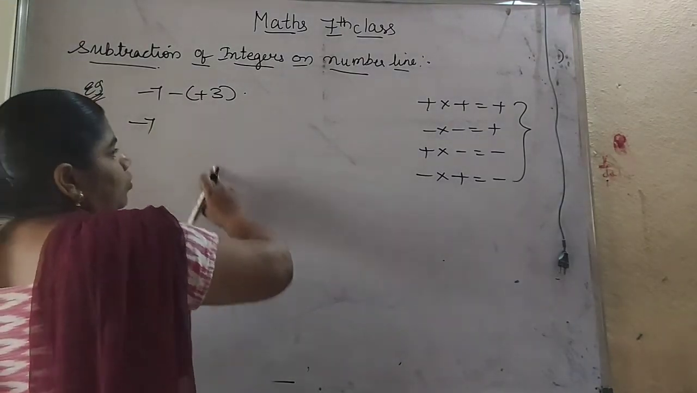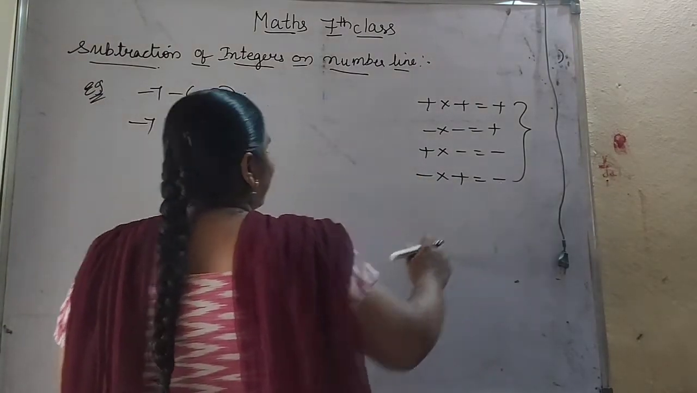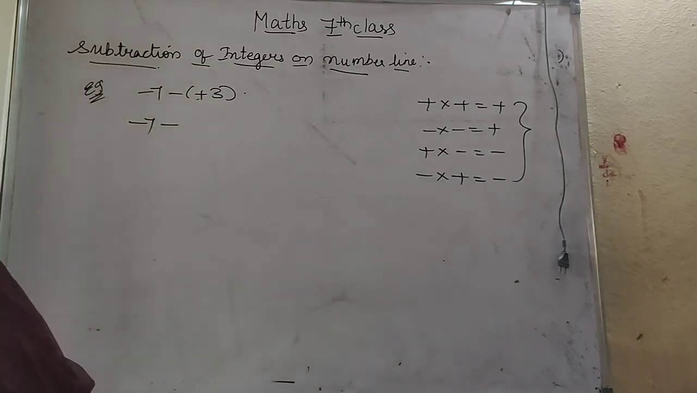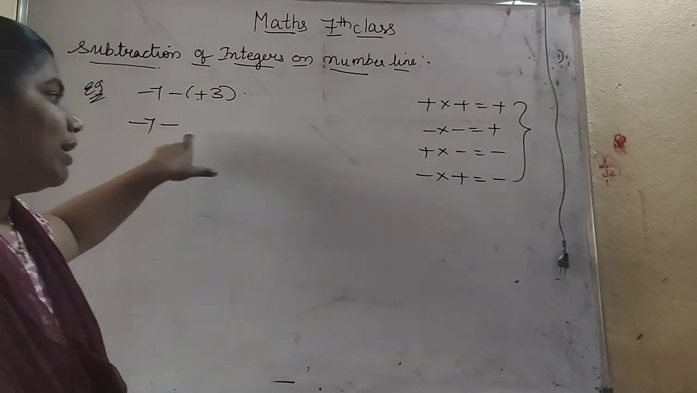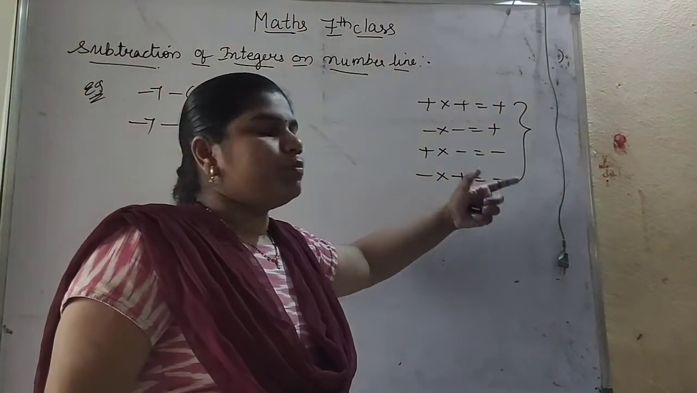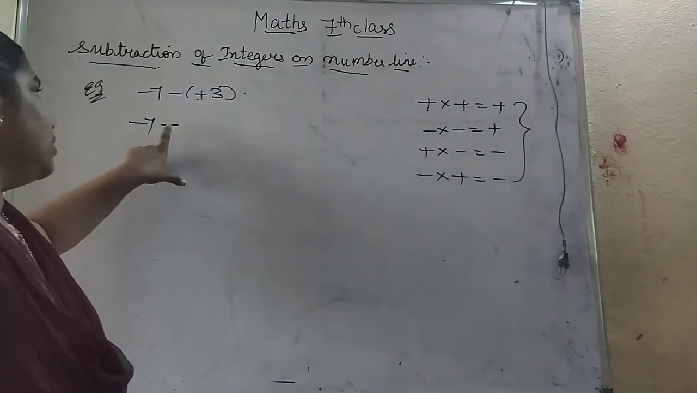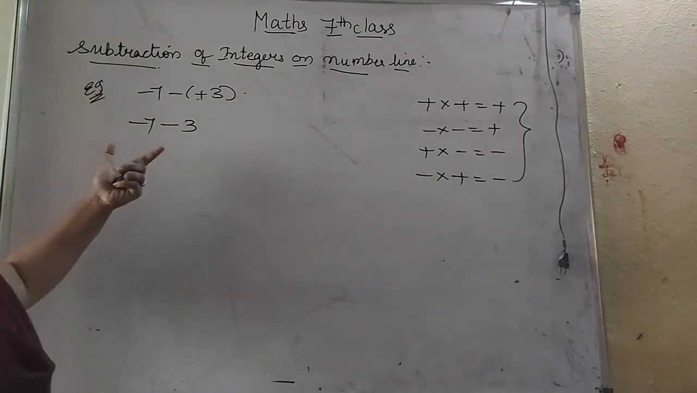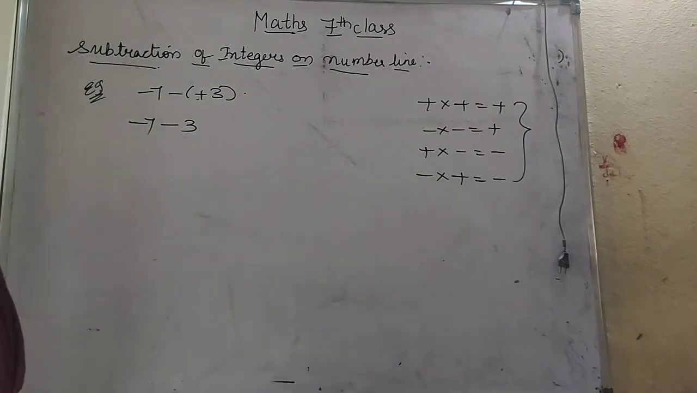This is minus into plus. So minus into plus is what, minus. So instead of writing two signs we are writing a single sign. Minus into plus will be minus. By using this I wrote here minus. So this 3 we have to write as it is. Now this value we have to show on a number line.